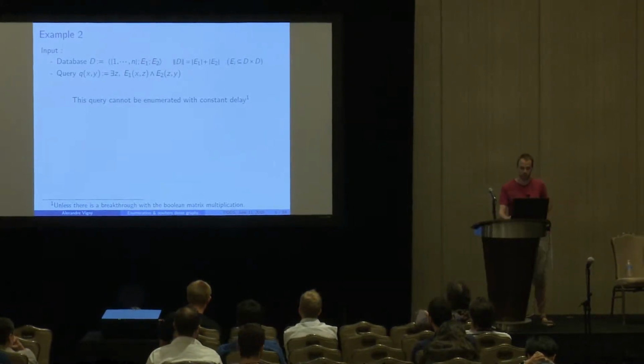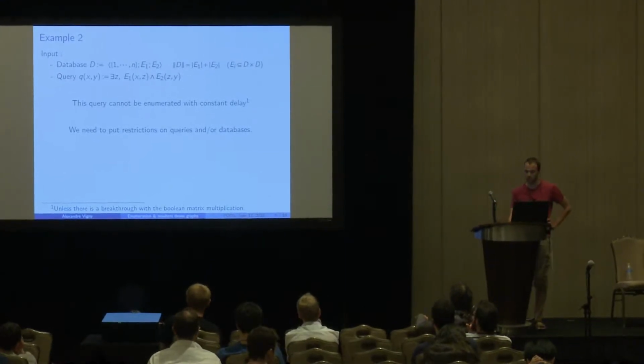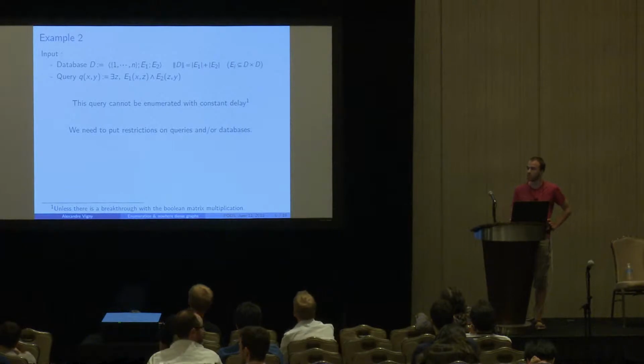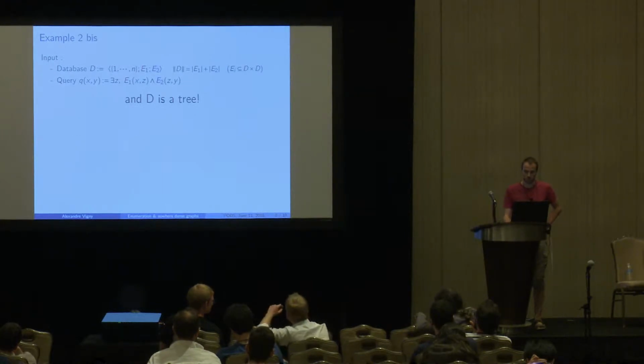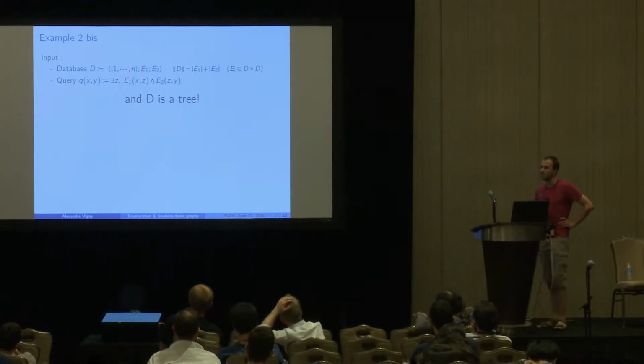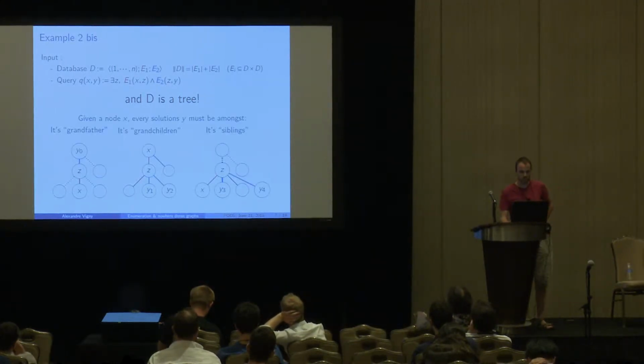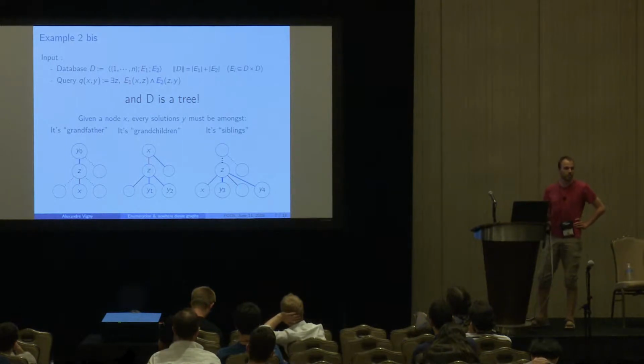So we'll need to put some restriction either on queries or on the database. And we'll have to put a really important restriction, because this query is really simple. It's an acyclic conjunctive query. So we need to go even deeper. For example, assume that now D is not any kind of database, but a tree. What can we do? Then it becomes a lot easier, because we only have several cases to study.